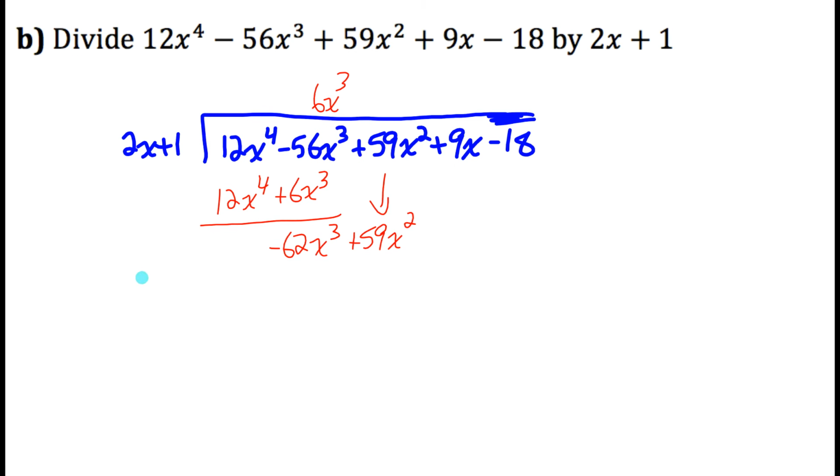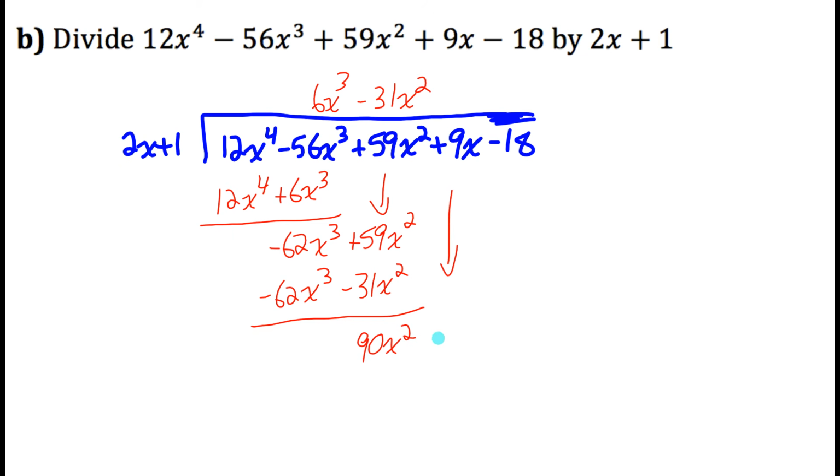And now repeat the process. Negative 62x cubed divided by 2x would be negative 31x squared. Multiply that negative 31x squared by the 2x plus 1 divisor. That would give me negative 62x cubed minus 31x squared. Subtract the terms, and I would get, so 59x squared minus negative 31x squared, that'd be 90x squared.